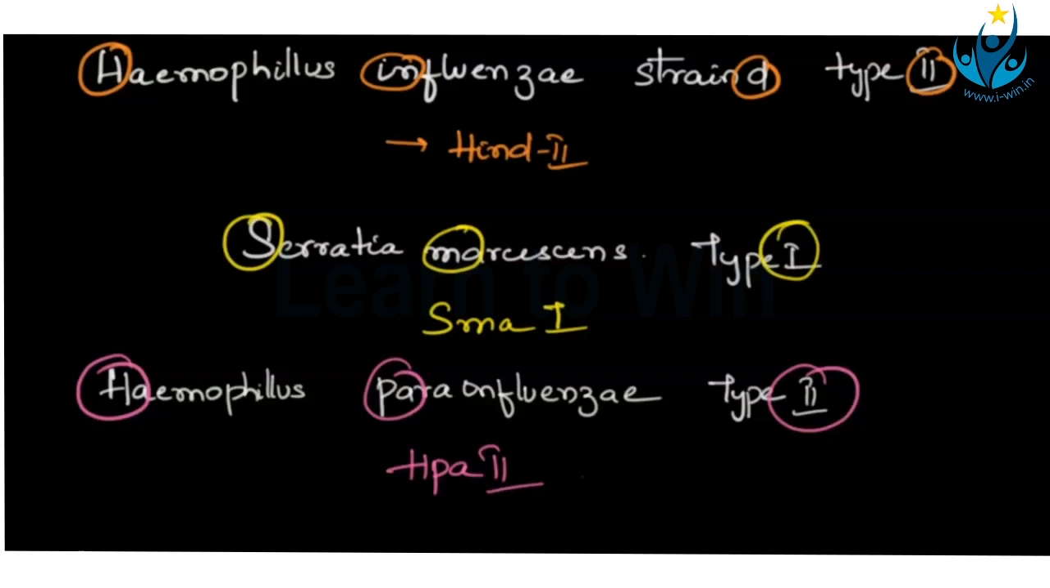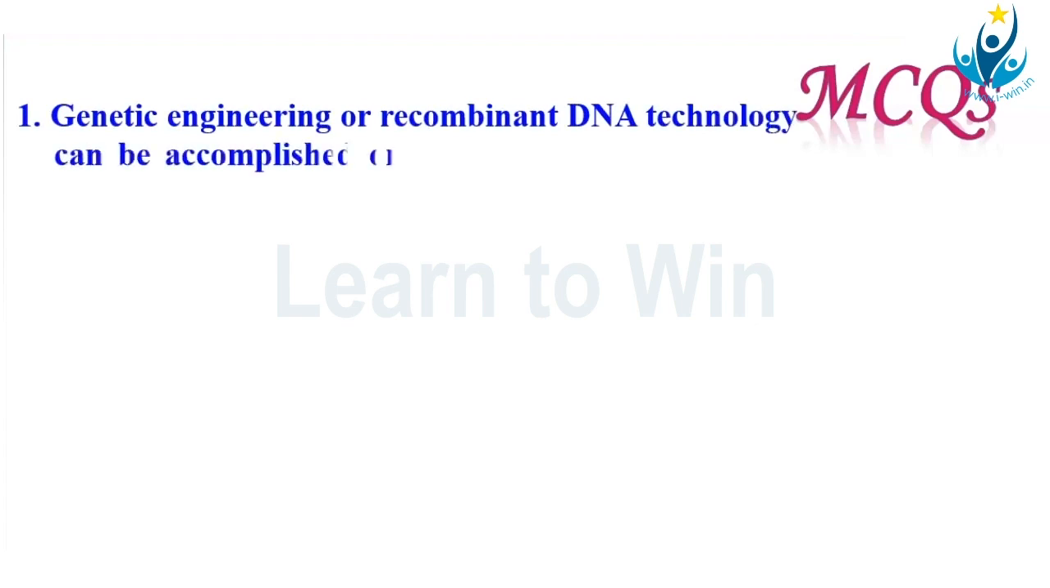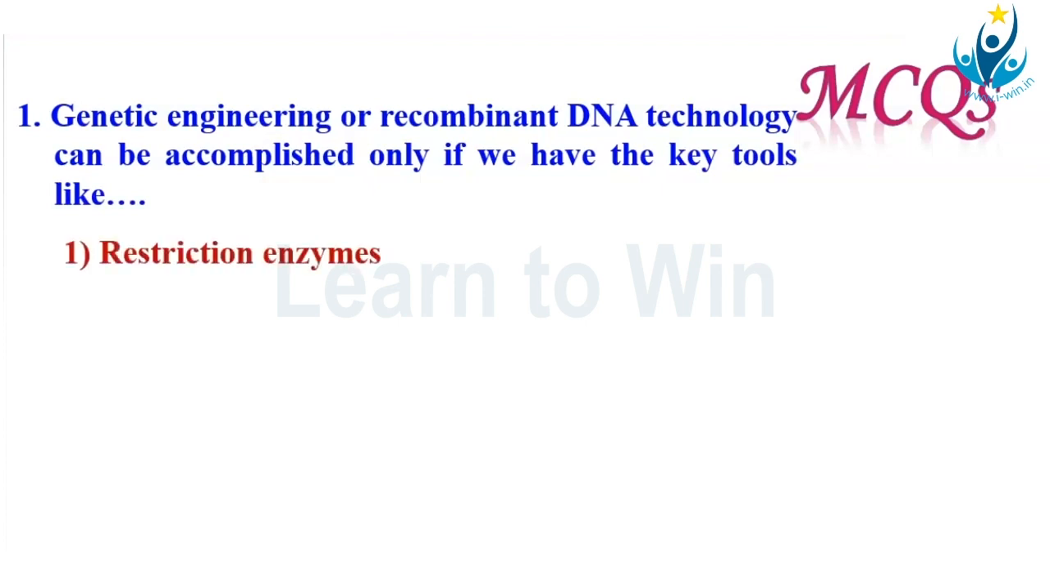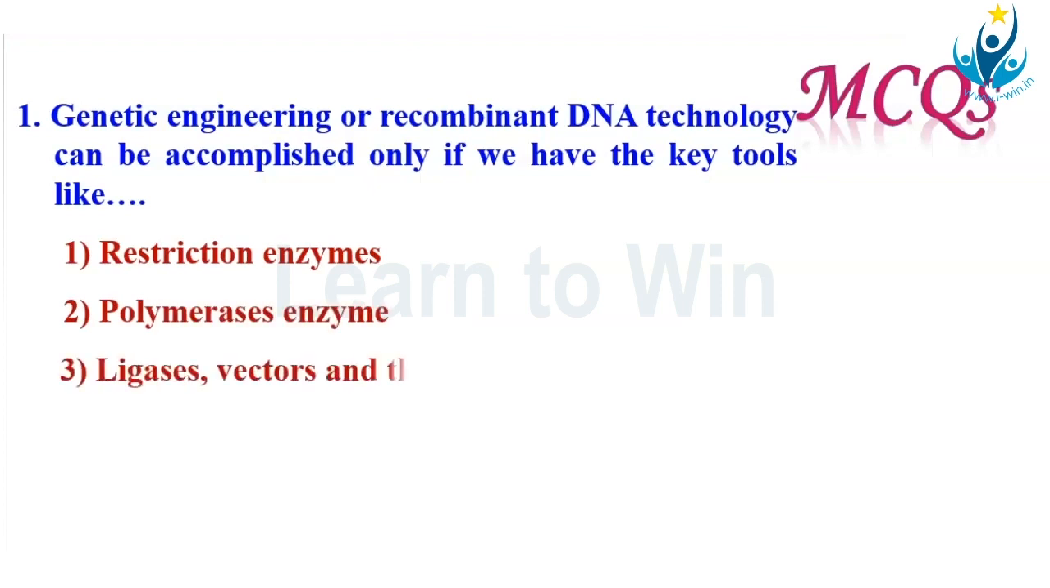Now let us see some MCQs in this regard. So the first MCQ is, genetic engineering or recombinant DNA technology can be accomplished only if we have the key tools like restriction enzymes, polymerases, ligases, vectors and the host, or all of the above. What should be the correct answer? Without each of them, that won't work. So the correct answer is all of the above.